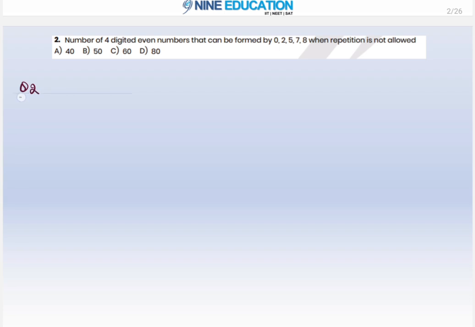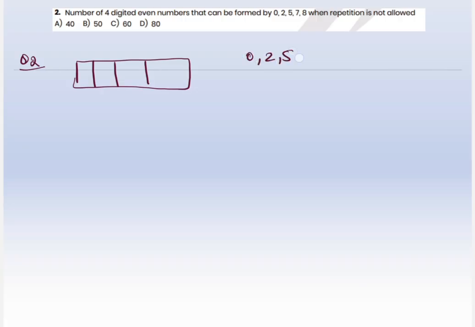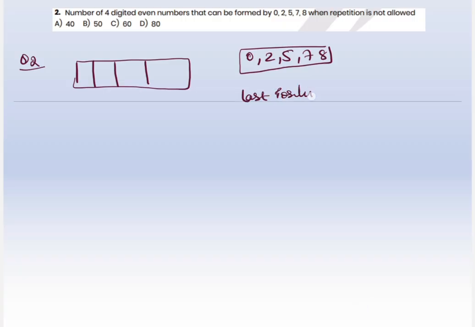Question number 2. Number of 4 digit even numbers which can be formed using 0, 2, 5, 7, 8 when repetition is not allowed. So repetition is not allowed first, and second thing is you have to make 4 digit numbers. 1, 2, 3, 4. Now since you have to make even numbers, right? Since you are writing even numbers, at the last position only even digits are allowed. Even digits from them: 0, 2 or 8.